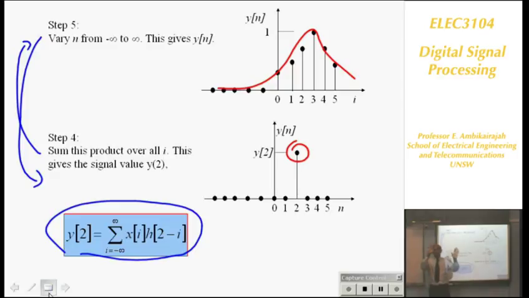Then, same thing: flip, shift it by 3 samples, multiply with this, and whatever is left over, add them. That's the next value. Similarly, y2, y3, y4, you do. If you want y3, you shift it by 3, and so on. That's how you do convolution graphically.